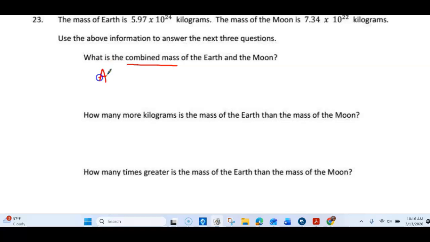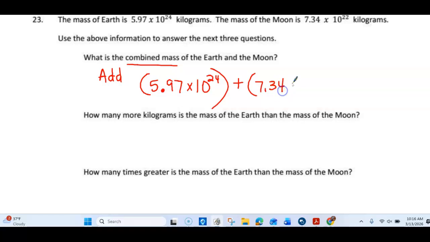When it's a combined mass, you're going to add your scientific notation. Now make sure your calculator is in scientific notation mode. 5.97 times 10 to the 24th, use your parentheses, plus 7.34 times 10 to the 22nd. Your answer should be in scientific notation. It should be 6.0434 times 10 to the 24th.